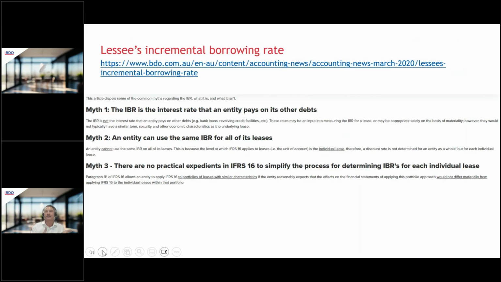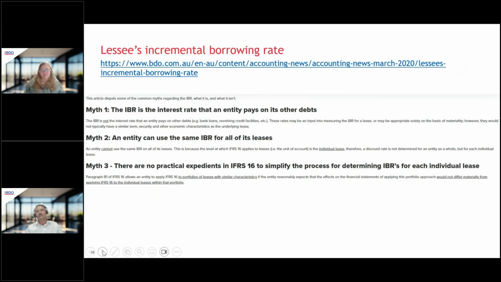You wouldn't get a rate of borrowing for your lease that would be equal to your mortgage rate, because your mortgage rate might be unsecured and it might be secured over assets that are different to the one you're leasing. And then the third common error, which is myth number 3: there are no practical expedients in IFRS 16.